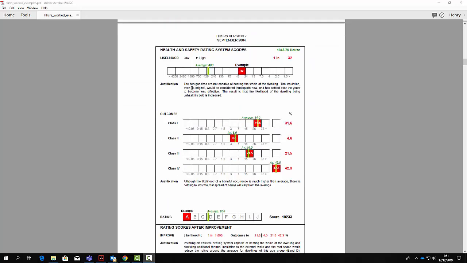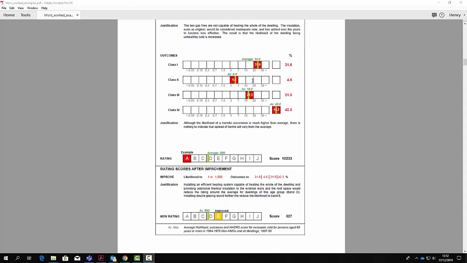And so they've said that the 2 gas fires are not capable of heating the whole dwelling. The insulation, even as original, would be considered inadequate now and has settled over the years to become less effective. The result is that the likelihood of the dwelling being unhealthily cold is increased. And so you can see here they've increased it from a 1 in 400 chance to a 1 in 32 chance of ill health occurring over the next year.